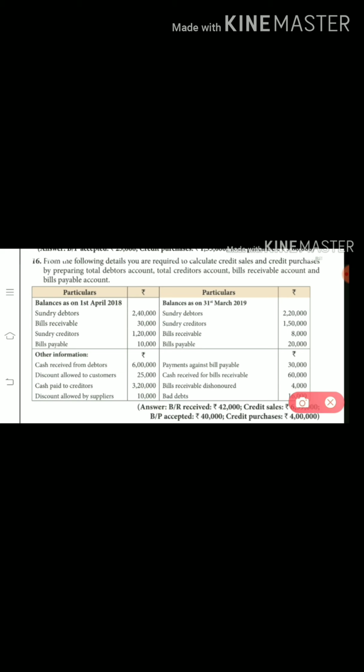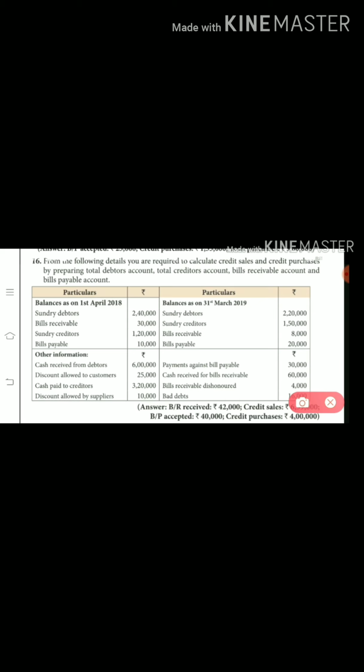Particulars: balance as on 1st April 2018, this is the opening value. Debtors 2,40,000, bills receivable 30,000, creditors 1,20,000, bills payable 10,000. Then the closing value, balance as on 31st March 2019: debtors 2,20,000, creditors 1,30,000, bills receivable 8,000, bills payable 20,000.